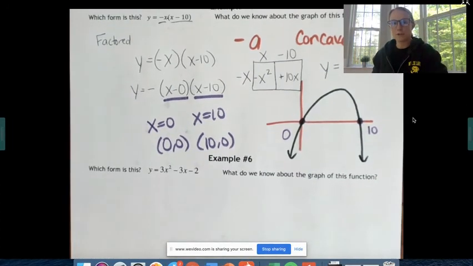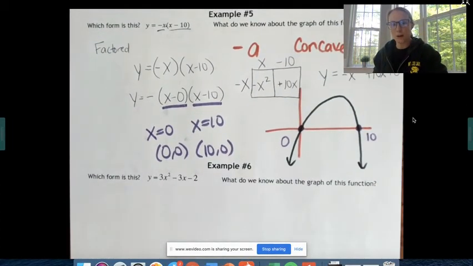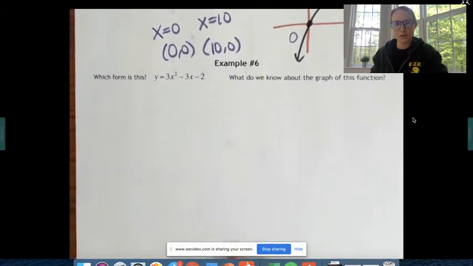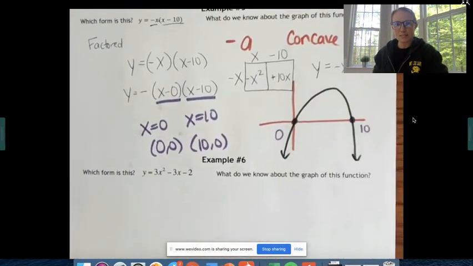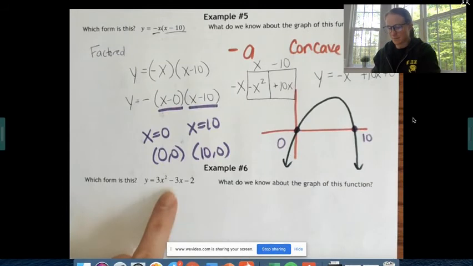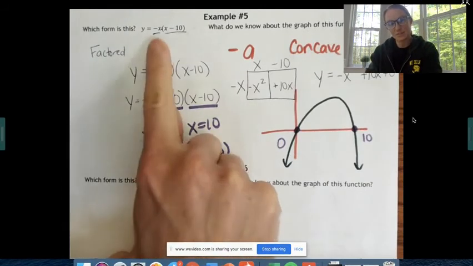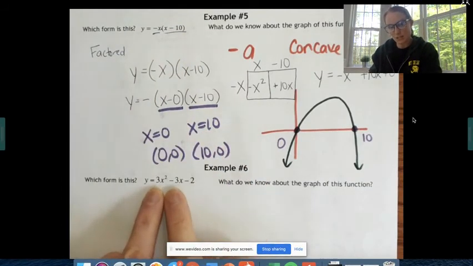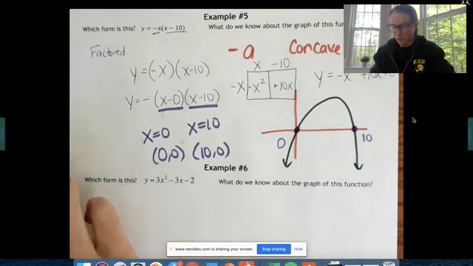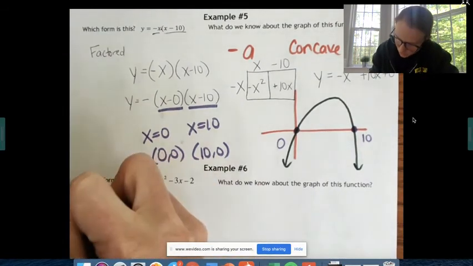Last one. Remember, you can pause and go back, rewind whenever you would like to. Example number 6. This one right here is not in factored form because I don't see multiplication. I see addition and subtraction. So this one is in standard form.